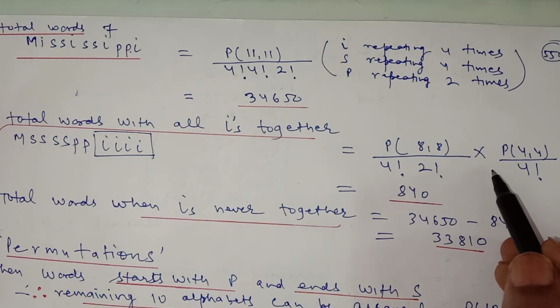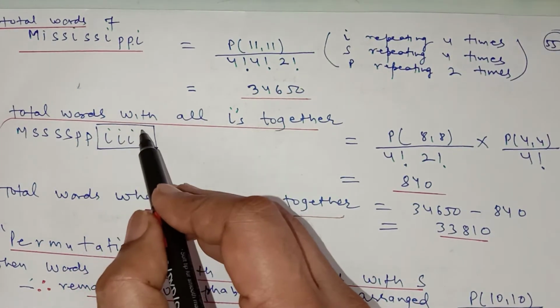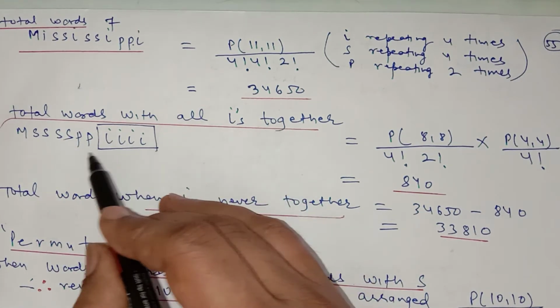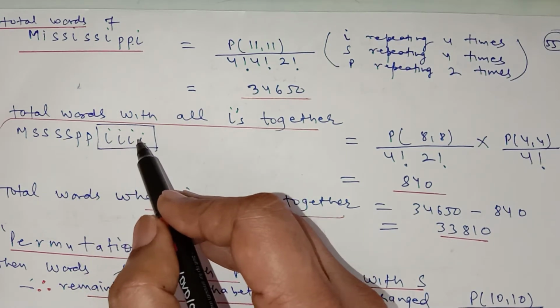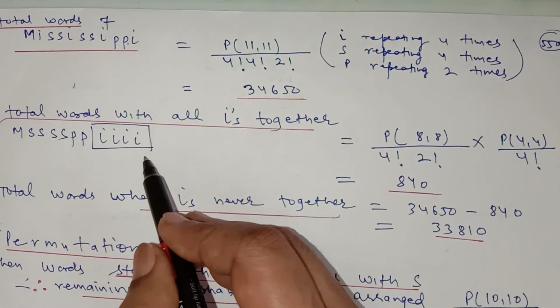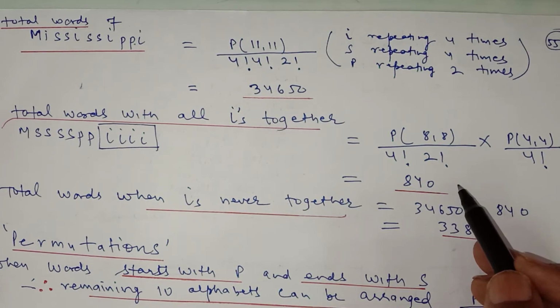How do you do these types of questions? When a particular thing you have to put always together, you consider them as one and arrange them with the remaining alphabets, and then arrange those together alphabets among themselves like this. I have done this. So these are the total number of words when all I's are together, which is coming out to be 840.